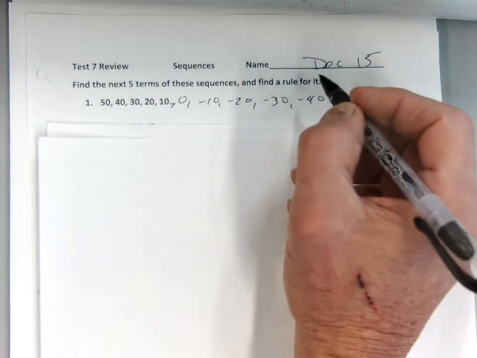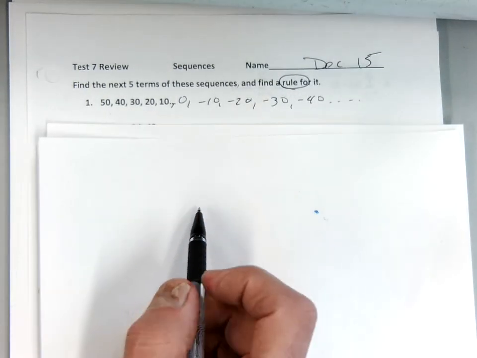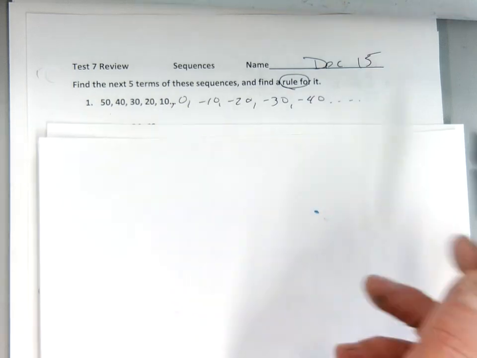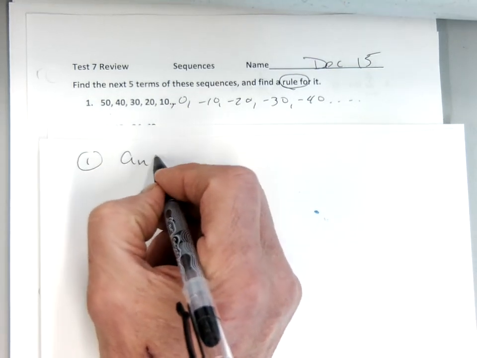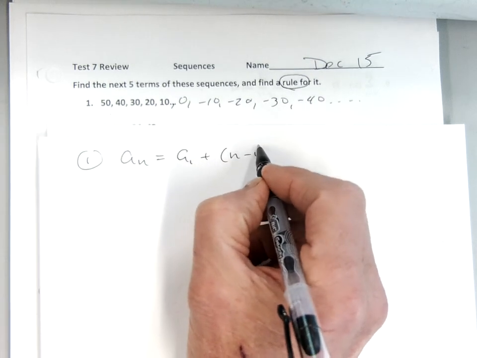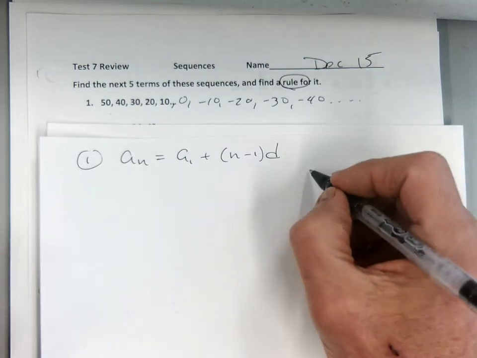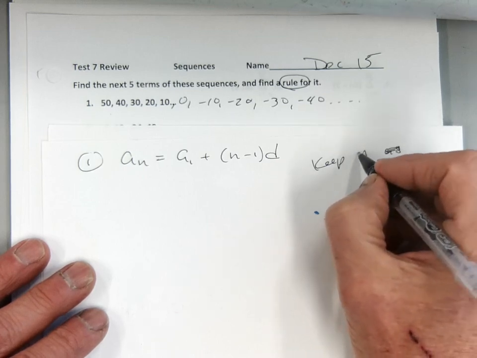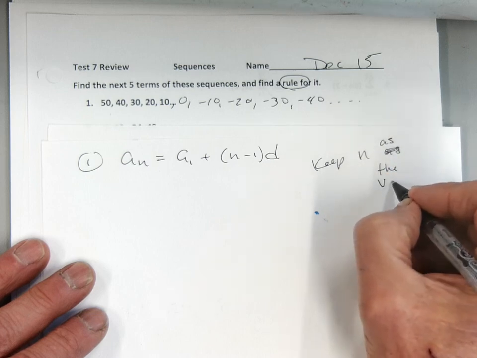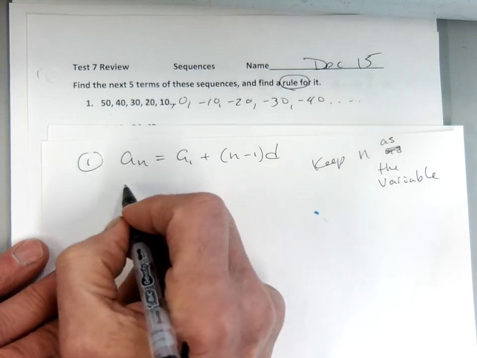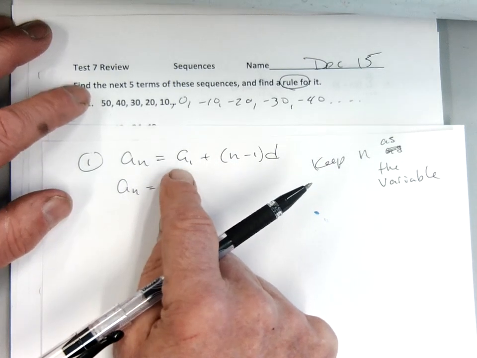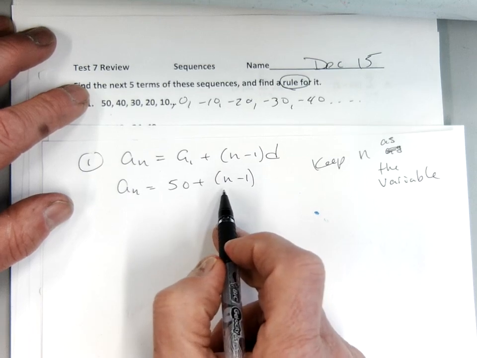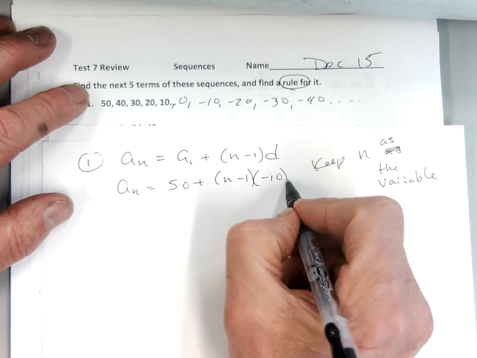Now, if I want a rule, I want a formula. So I ask myself, is it arithmetic or geometric? Well, if I'm going down by 10, down by 10, it's arithmetic. So look at my arithmetic formula, A of n equals A1 plus n minus 1 times d. If I need a formula, we're going to keep n as the variable. So A of n equals 50, that's my first term, plus n minus 1, because I need to keep n as a variable, times the difference, which is down by 10, negative 10. That's a great answer.